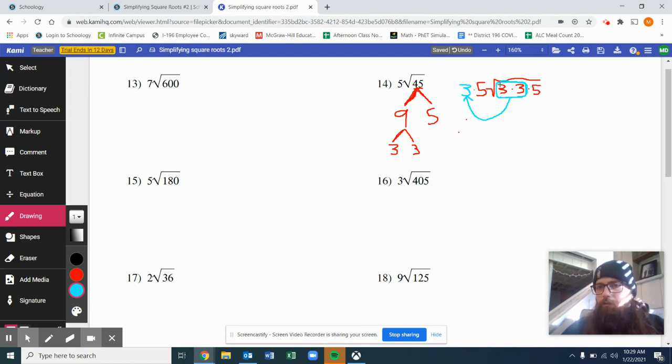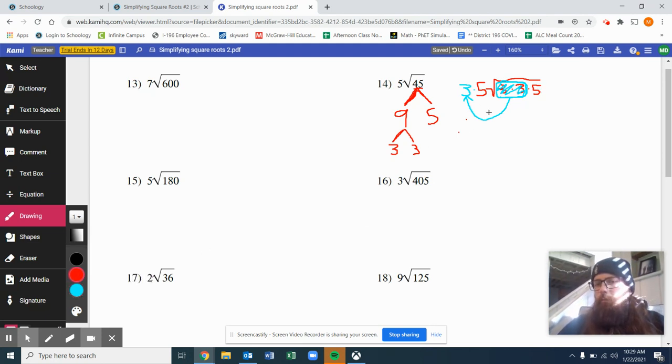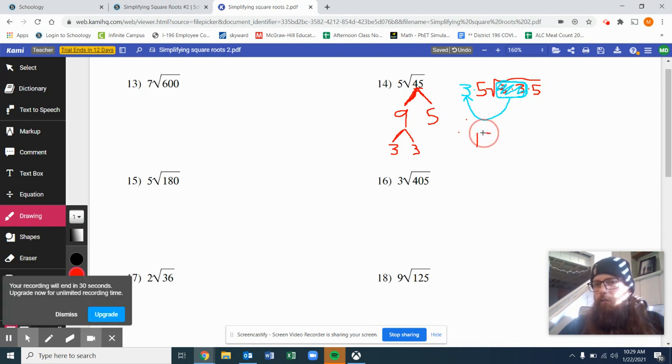Also, if they left, just so you know, they don't really exist inside anymore. This 5 can't leave because they can only leave if they have a pair. It doesn't have a pair, so it cannot leave. So what do I do now? Well, I'm pretty much done. On the outside, I have 3 times 5, which is 15. And then I've got a square root symbol and a 5. This is my answer.